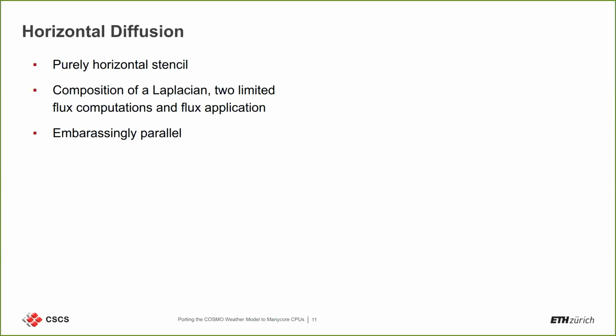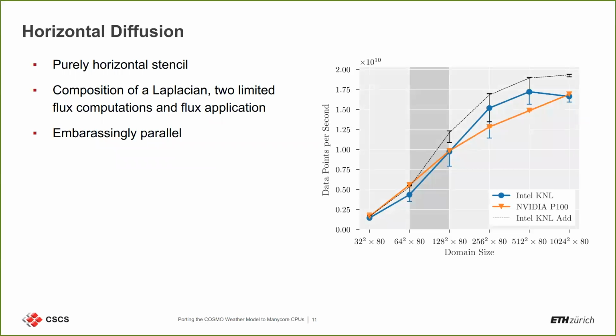So horizontal diffusion, as I said, has purely horizontal dependencies, so it is embarrassingly parallel. It's actually not a single stencil, but a composition of a Laplacian, two flux computations, a flux limiter and a flux application, and relatively straightforward to implement. So you can here see performance results, which are pretty good for the KNL.